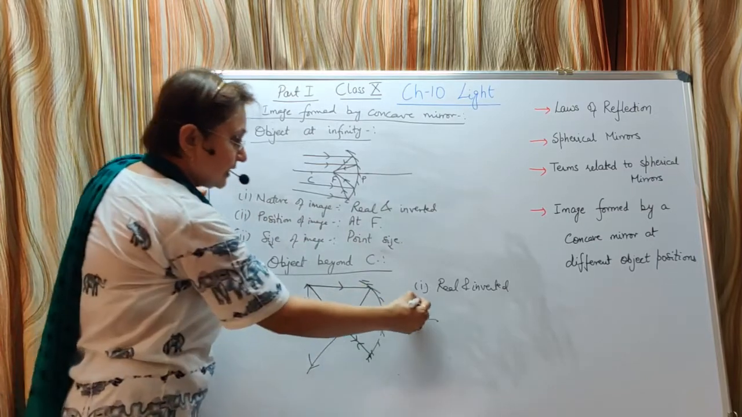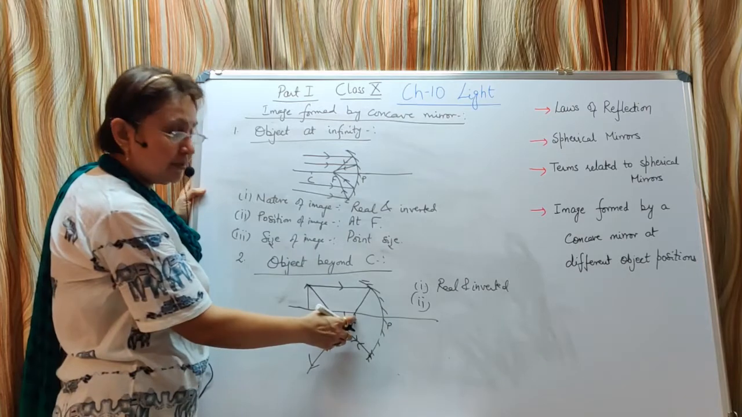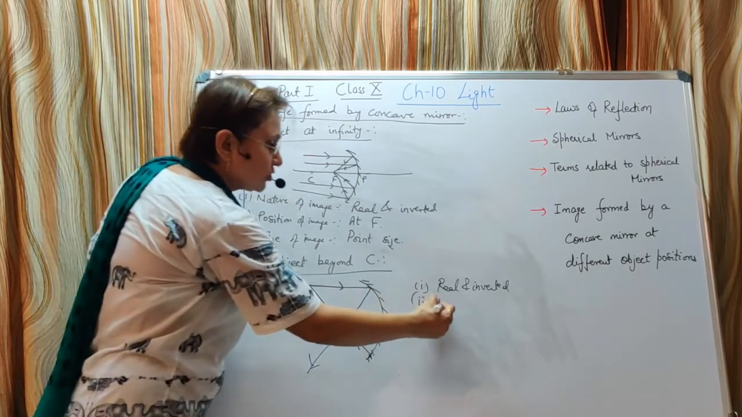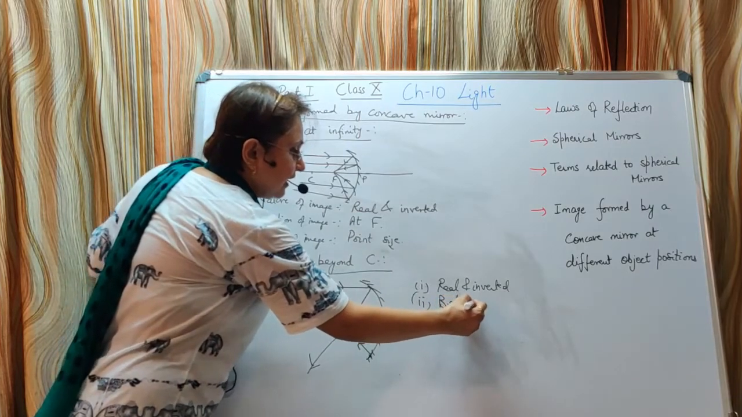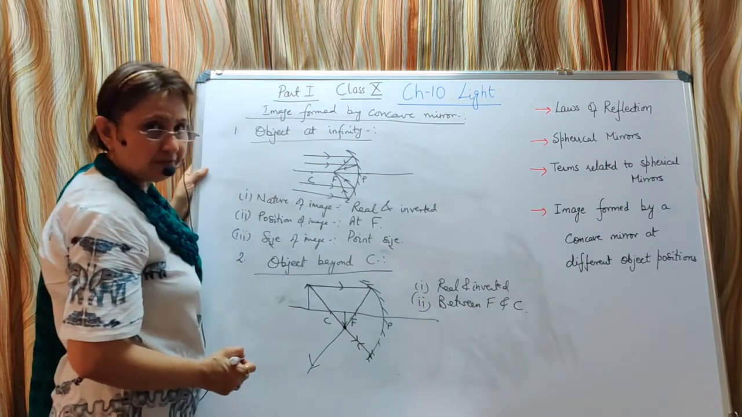Okay. The second point is position of the image. Where is the image formed? Between principal focus and center of curvature. So it is formed between F and C.